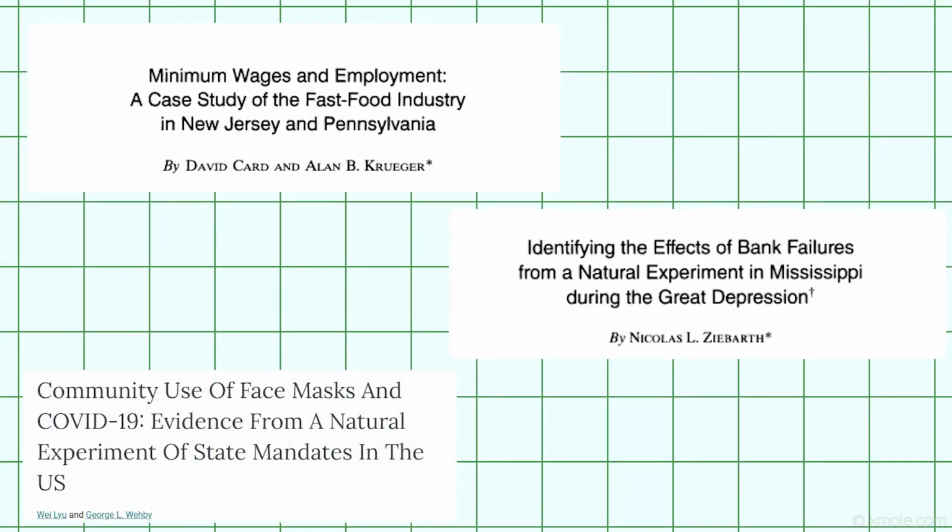Difference in differences has been used to study the effect of the minimum wage on employment, the effect of monetary policy on bank failures during the Great Depression, and even the effects of mask mandates on COVID-19 transmission. What other uses can you think of? Let me know in this week's discussion board.